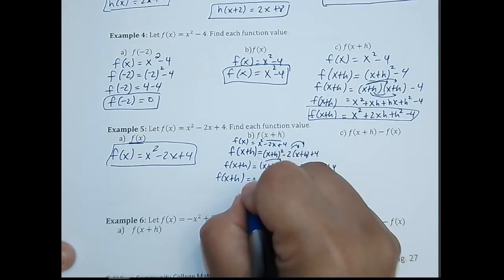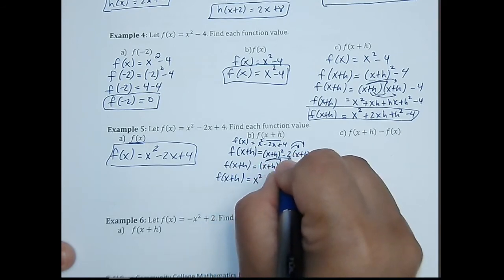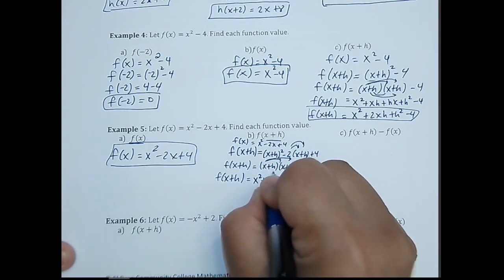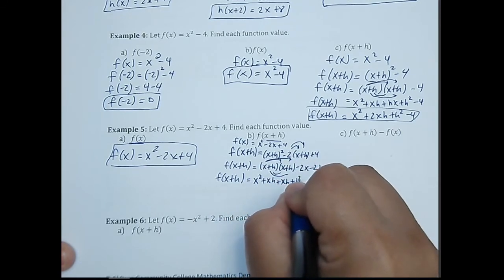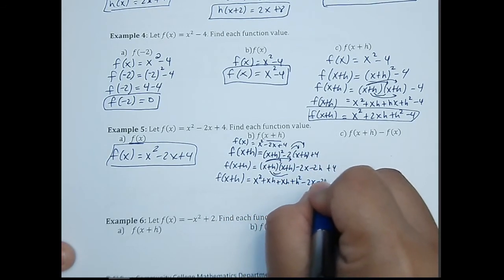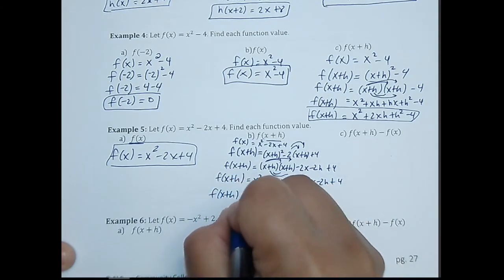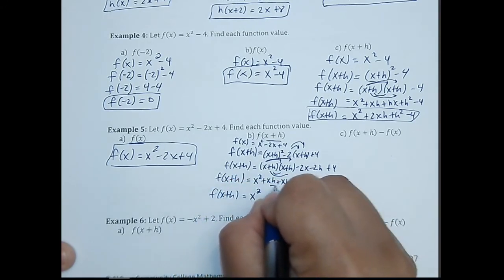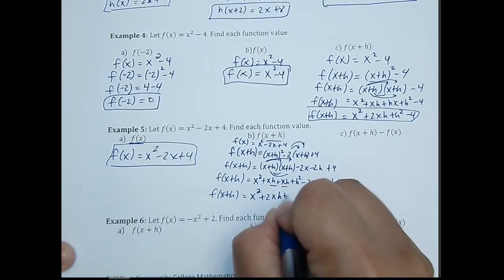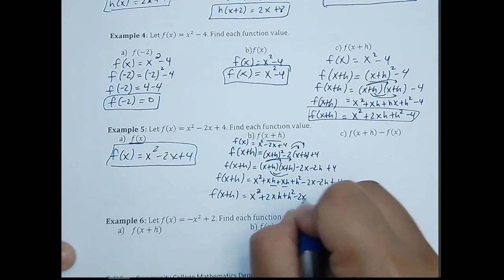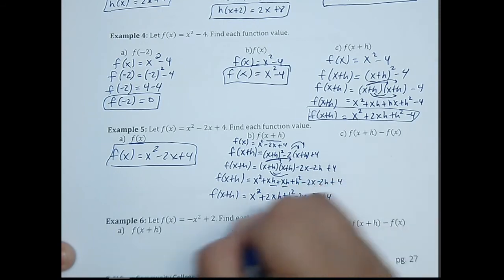x times x is x squared plus xh plus xh plus h squared minus 2x minus 2h plus 4. Gather any like terms. So we get x squared, xh and xh is 2xh, plus an h squared minus 2x minus 2h plus 4.